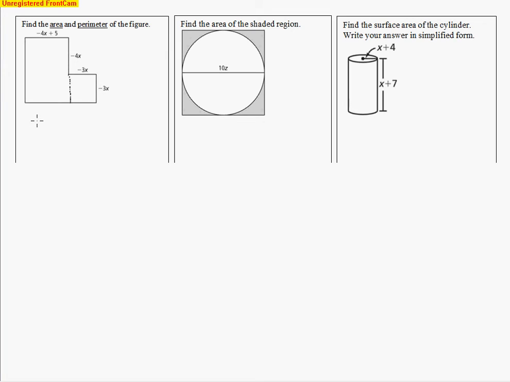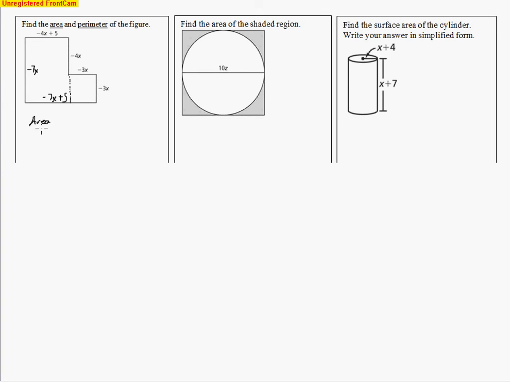So on my area, I've got this length is going to end up being negative 4x and negative 3x. So it makes negative 7x for this length right here. And then this side right here, I'll need that for the perimeter later on, is going to be negative 4x plus 5 plus negative 3x. So that's where I'm getting negative 7x plus 5. So now I have all the sides, so I can find the perimeter, all 6 sides here.